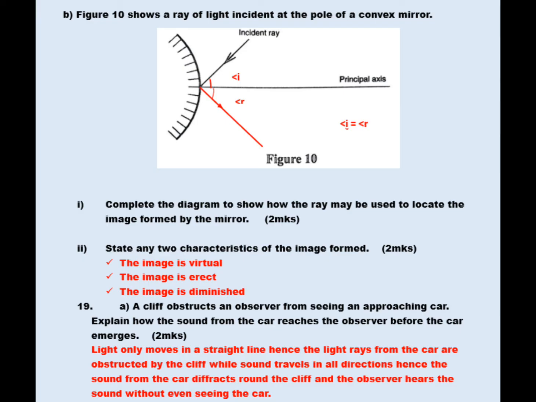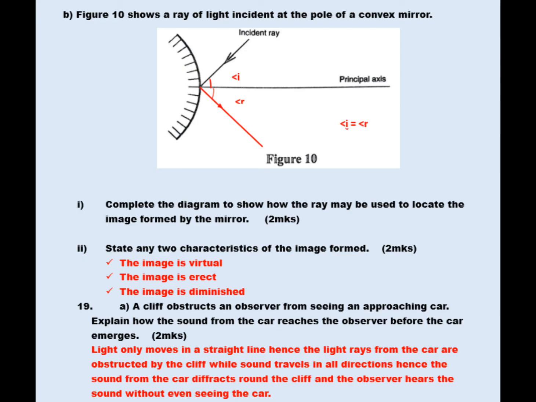State any two characteristics of the images formed. Images formed by a convex mirror are always virtual, erect, and diminished. So those are the properties, they are always like that.